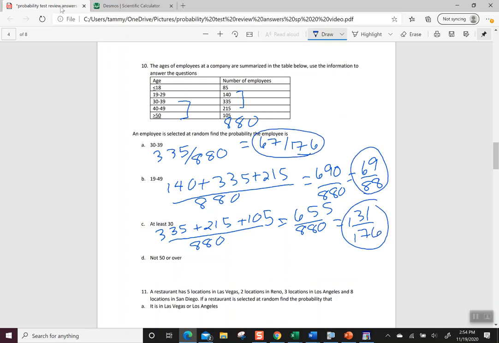Okay, and then it says not 50 or over. So not 50 or over, there's only 105 people that were 50 and over, so easier to do 880 minus 105, like to do that complement. When I look at that 880 minus 105, that gives me 775 over 880.